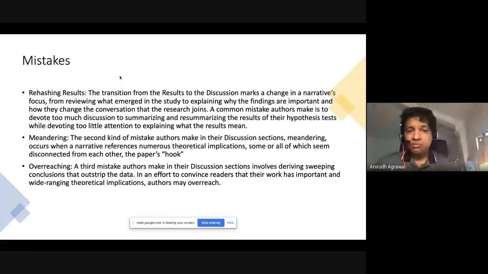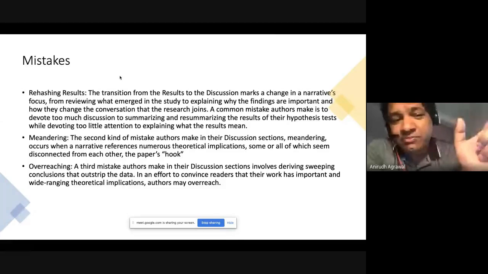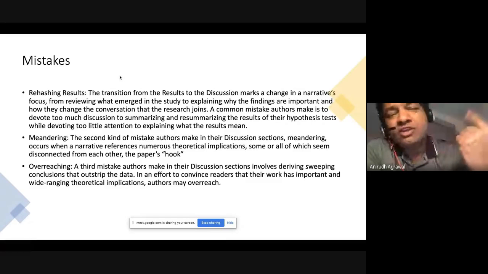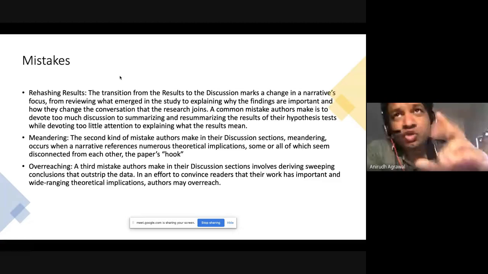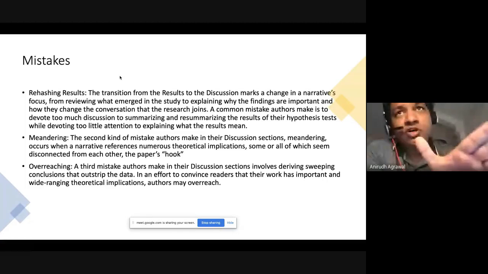Overreaching. A third mistake authors make in their discussion section is deriving sweeping conclusions that outstrip the data. So as I said, the normative statement, you cannot make sweeping conclusions. Your conclusion should reflect the limitations of your theory, your data, and your results.